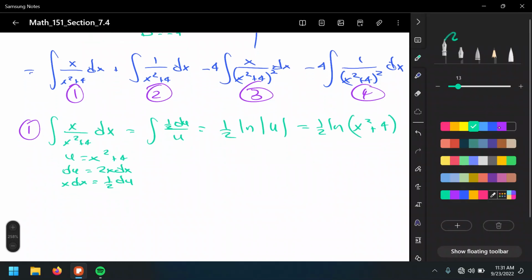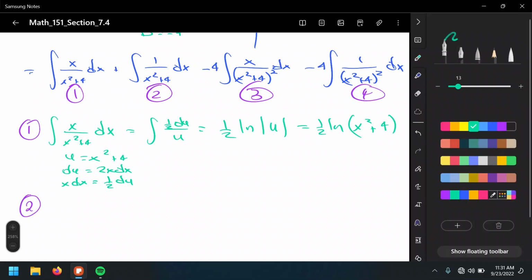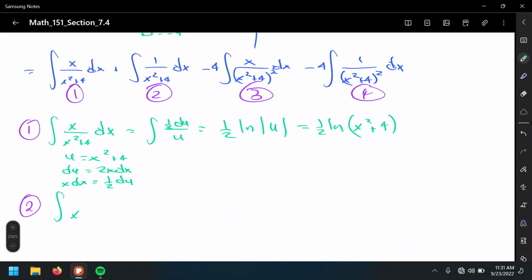Number 2, the second integral. That's the integral of 1 over x squared plus 4 with respect to x. Can we use U substitution for this integral? No, not the way we were thinking in the previous case. I'm not going to write the setup again, but we're missing a factor of x multiplying with the dx, so the u du setup doesn't work.